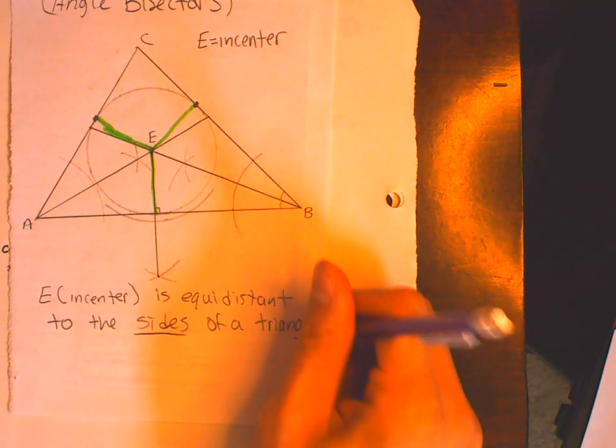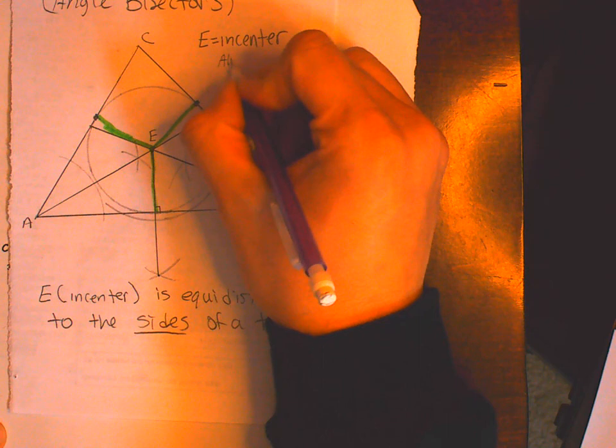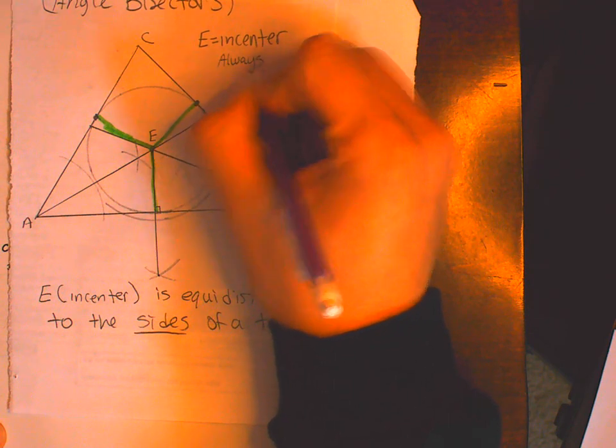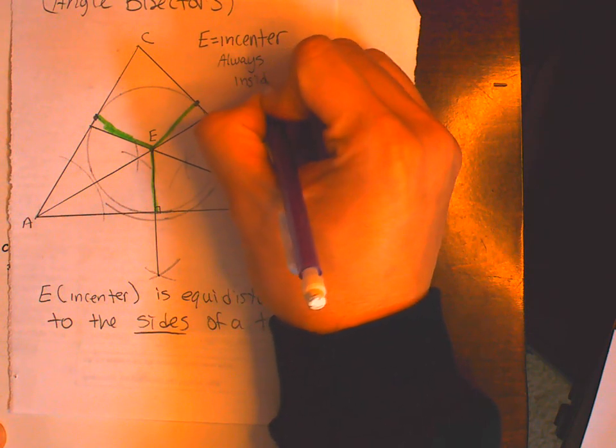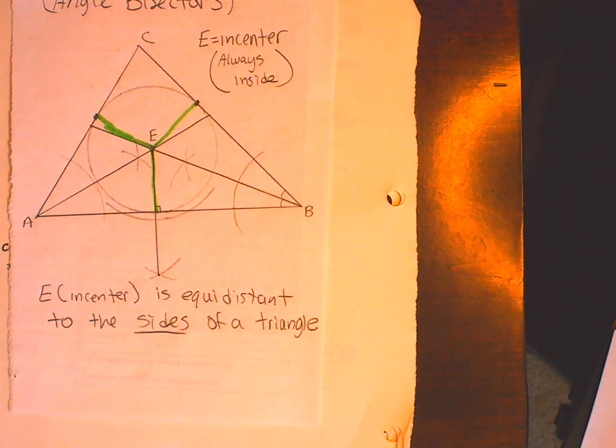Now, if you have an acute or an obtuse triangle, it doesn't matter. The incenter will always be inside, because you're dealing with angle bisectors. So E is equidistant to the sides of the triangle.